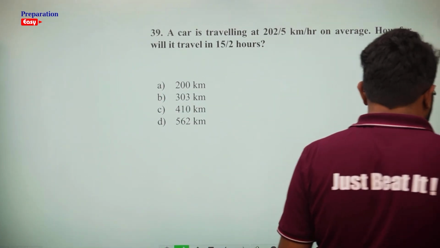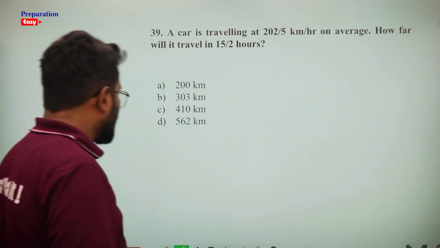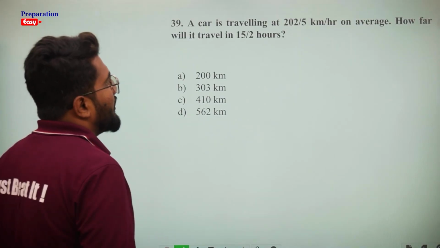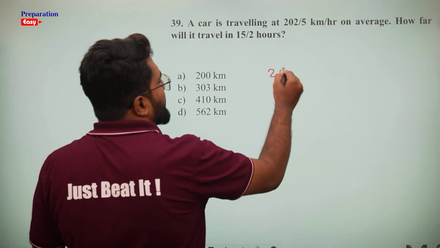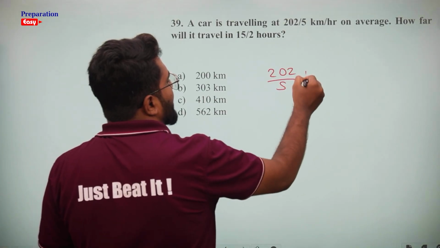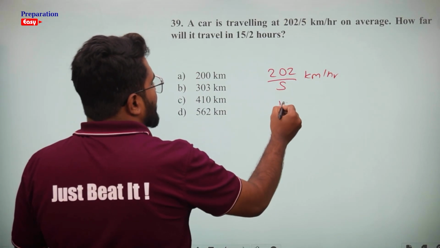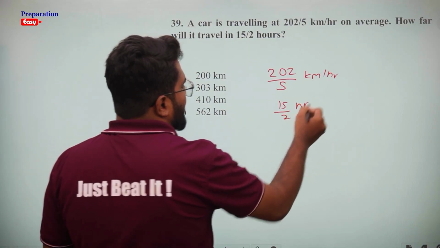Let's solve the next question. What is the next question? A car is traveling at 202 divided by 5 kilometers per hour. Okay, this is the speed. Time is given, that is 15 by 2 hours. We have to find the distance.